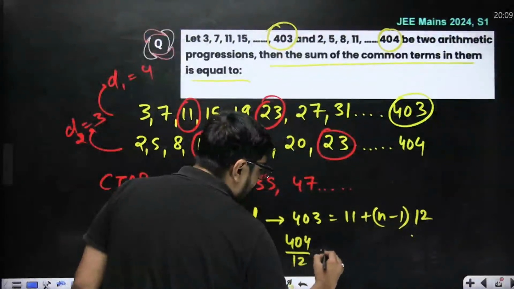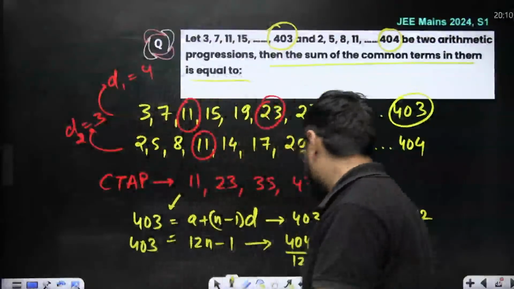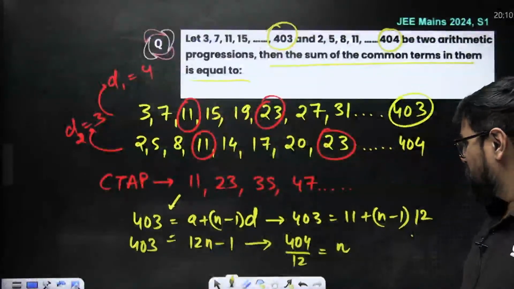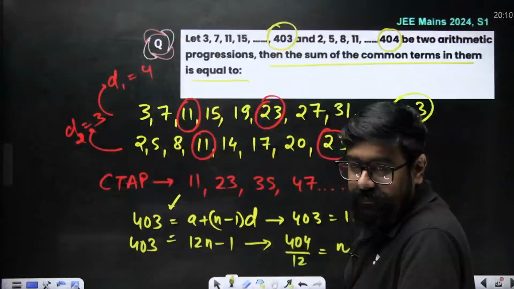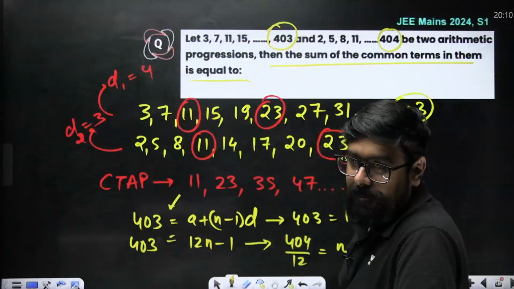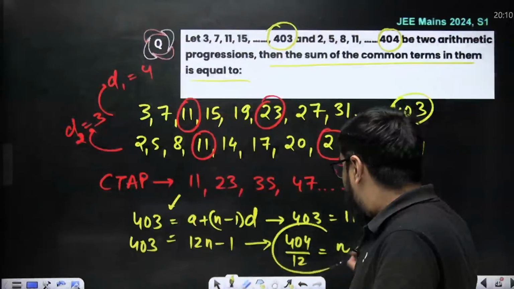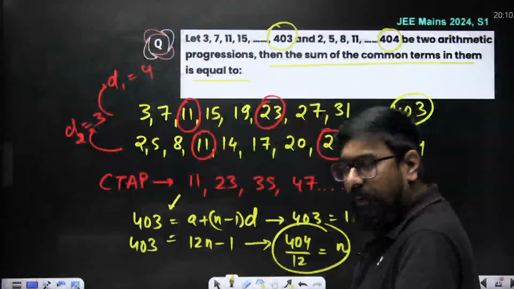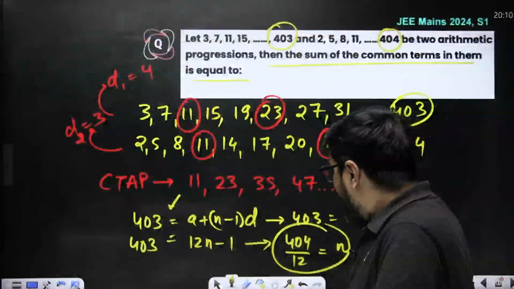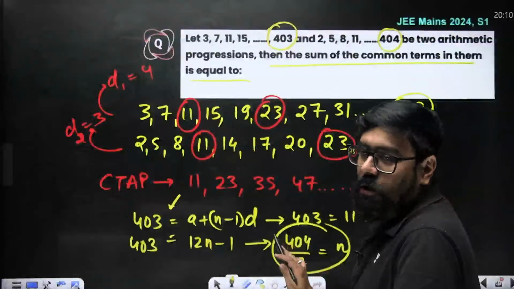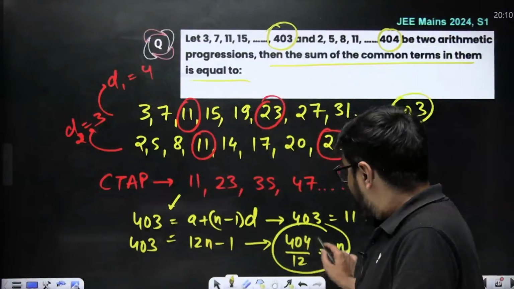Now you tell me, is this a natural number? Is this cancelling? 2 sixes are 12, 101, no, 202. 101 by 3 is not a natural number. But what does this mean? If n is not a natural number, this means that 403 is not a term of this AP. But whatever is the common term, it will be below this.